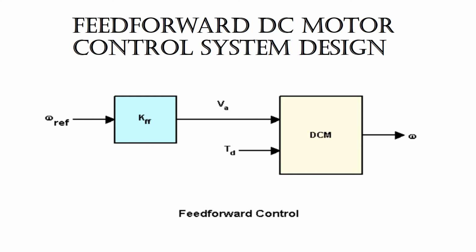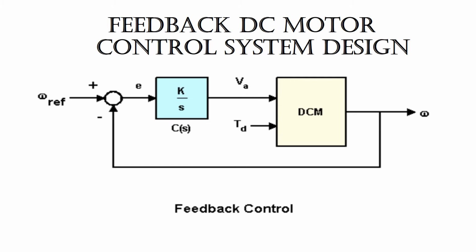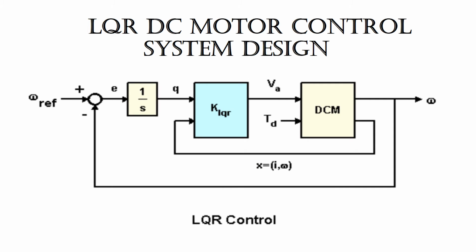There are three types of DC motor control system designs that I want to talk about today. First, a feed-forward DC motor. This particular design has an input that goes all the way to the output without any feedback. This feedback DC motor design has an input that is dependent on the output. The input feeds all the way to the output, and the output feeds back to the input. LQR DC motor design. This particular design was created for optimal control and cost efficiency. The output feeds back to the input. This is a great design to use.